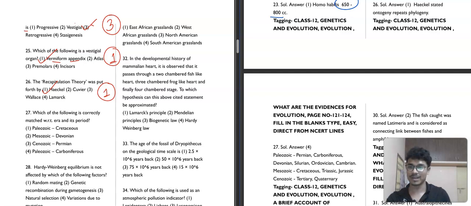Then question number 27. It is saying, which of the following is correctly matched with respect to era and its period? Correctly matched. Paleozoic, Cretaceous. So Paleozoic is Permian and Carboniferous. So not correct. Then Mesozoic, Devonian. Mesozoic has Cretaceous, Triassic and Jurassic. Okay, so it is not correct. And then Paleozoic has this Devonian. Okay, Paleozoic. Then Cenozoic, it is saying Permian. Cenozoic is Tertiary and Quaternary. Then Paleozoic, Carboniferous. You can see Paleozoic and Carboniferous. Okay, this is the correct answer. The fourth option will be our correct answer.